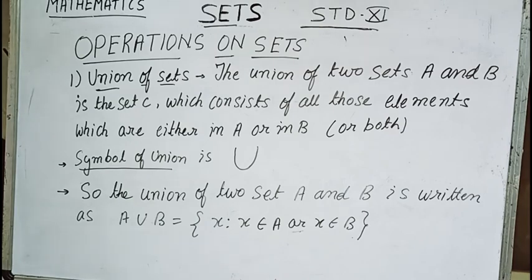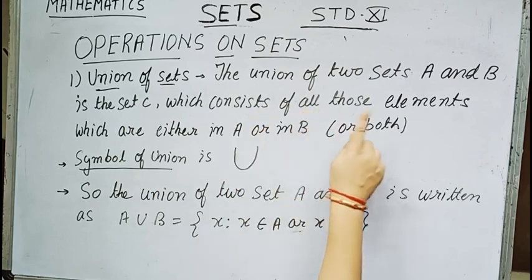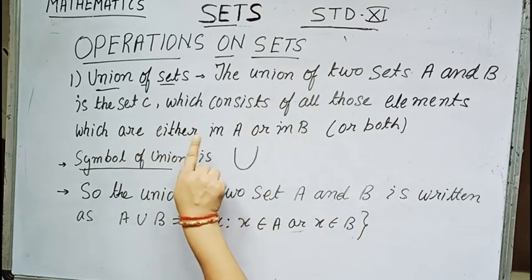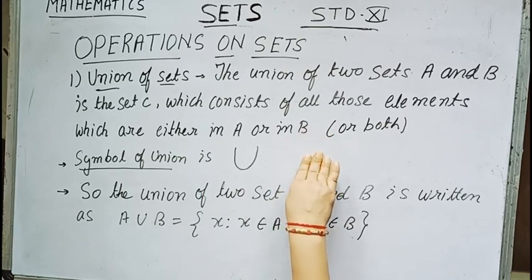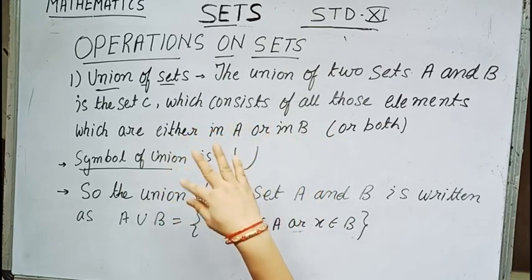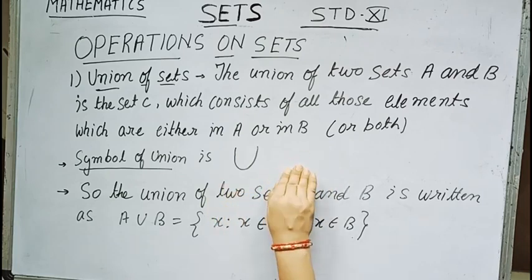So let us come and understand the operations on sets, in which we will be doing number 1, the union of the sets. Now, as the name suggests, union means combination of all. So, the union of the two sets A and B is the set C, which consists of all those elements which are either in A or in B or in both A and B. Union means combination of all the elements of A and B, where you will not do the repetition.